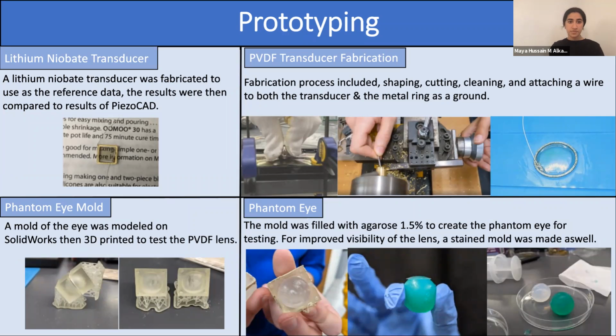To obtain the phantom eye model, a 3D eyeball mold was printed using resin. This mold was then filled with colored 1.5% agar solution and allowed time to solidify to be used for further laboratory testing on the fabricated lens.